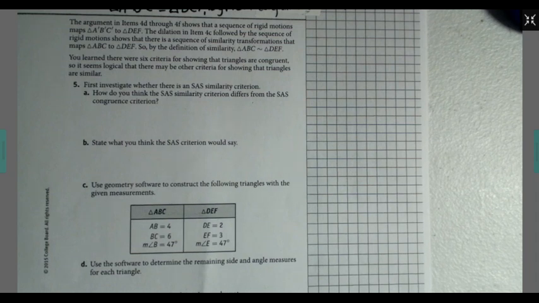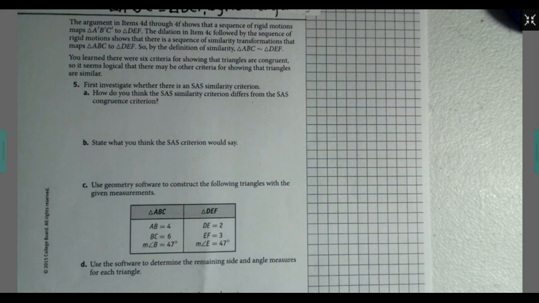It says the arguments in items 4D to 4F show that a sequence of rigid motions maps triangle A prime B prime C prime to triangle DEF. The dilation in item 4C, followed by the sequence of rigid motions, shows that there is a sequence of similarity transformations that maps triangle ABC to triangle DEF. So by the definition of similarity, triangle ABC is similar to triangle DEF.